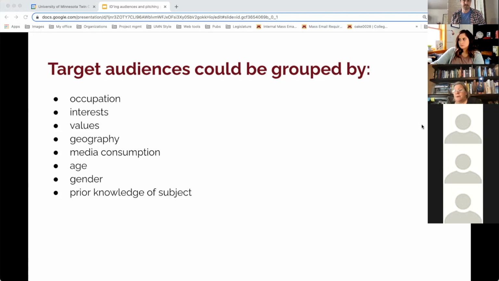We can also group our audiences by media consumption. So not only where do they get their information, but what type of media do they prefer? Written media, television or video, etc. We know that age and gender are important, both because the impacts of the research can be divided by that, but also because the values and sort of the familiarity or even political leanings can be divided by demographic things such as age and gender.